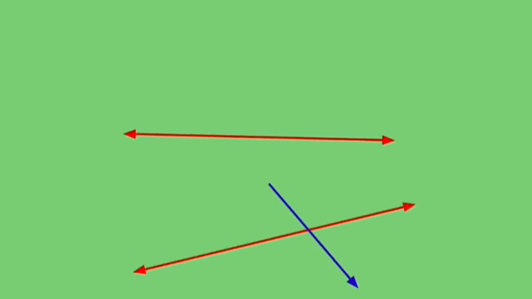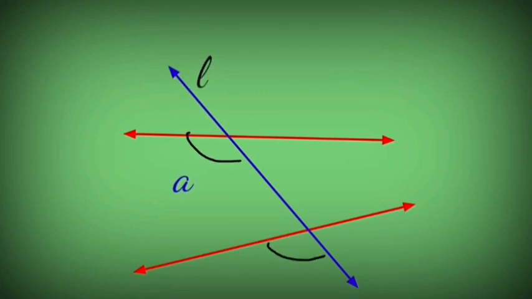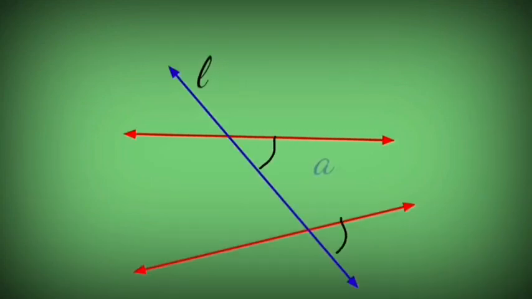Here also you can see some of the corresponding angles. Here A and B are the corresponding angles above the lines. Here you can see the corresponding angles below the lines, which are to the left of the transversal. Here you can see the corresponding angles below the lines which are to the right of the transversal.